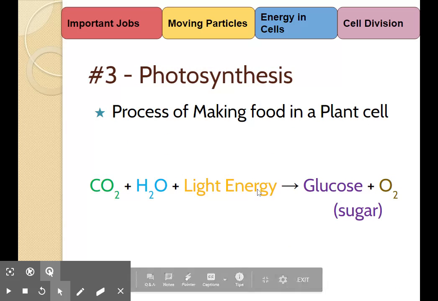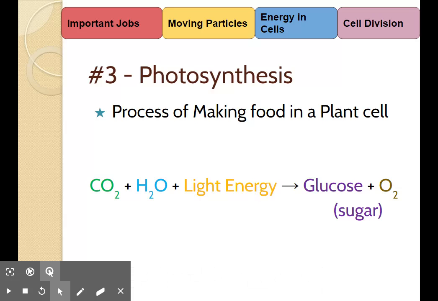Our third thing of where energy comes from in cells is a process of making food in a plant cell. So photosynthesis doesn't happen in you and me. Photosynthesis happens in plants. This happens in the chloroplasts. You drew those in our cell pictures earlier. It's a process of making food in a plant cell.